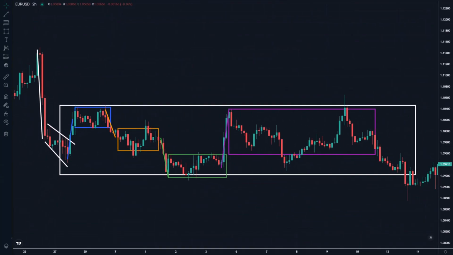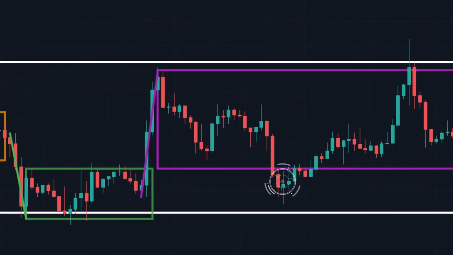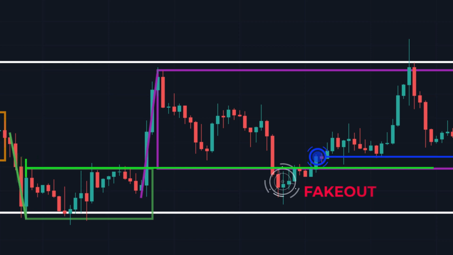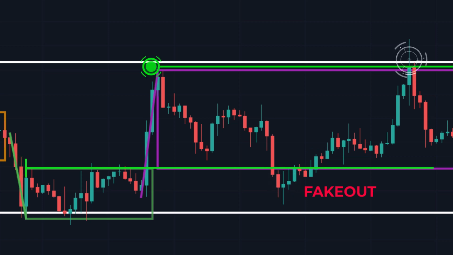Or here, we find ourselves near the bottom of the purple trading range, coinciding with the upper boundary of the green trading range if extended to the right. This presents an opportunity to go long after the price recovers from this fakeout. Then, we can place our take profit at the overlap top of the white and purple trading ranges.